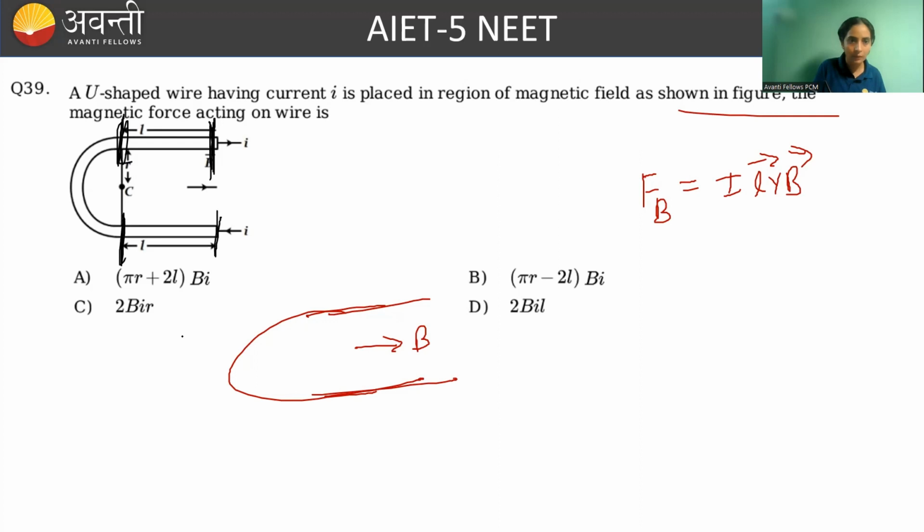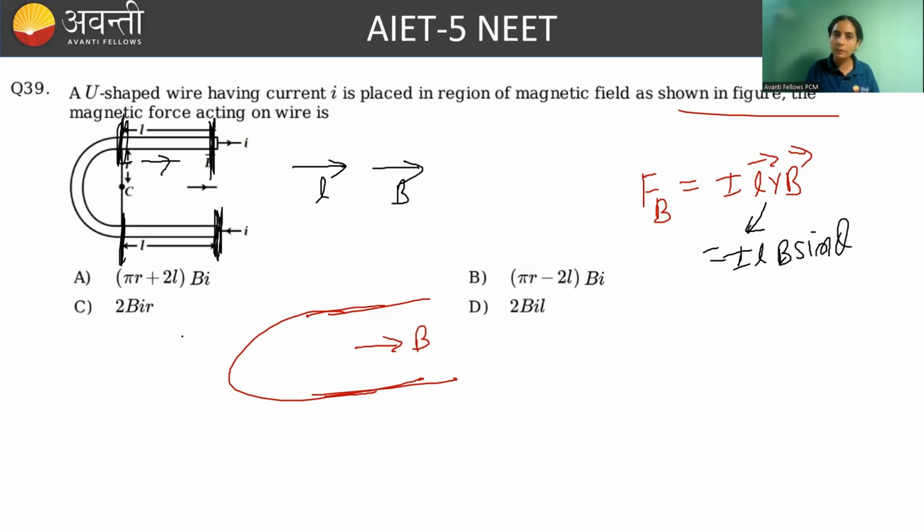and also this horizontal part, the L direction we take as what? In the direction of current. So for this part, current is flowing in this sense, so the direction of L is in this sense, and the direction of B is in this sense. So the angle between L and B is what? 0 degrees. And here L cross B, that is ILB sine theta, and if theta is 0, this will become 0.